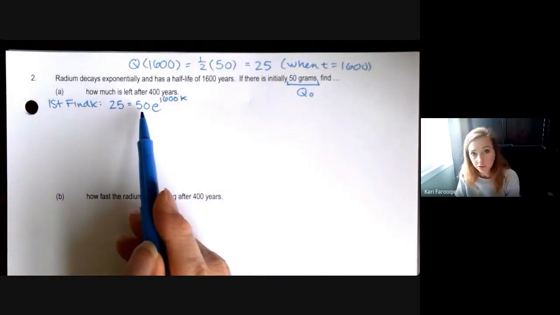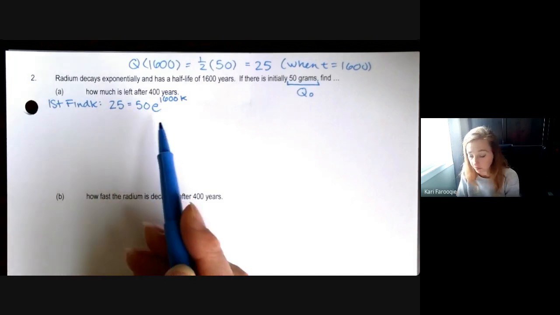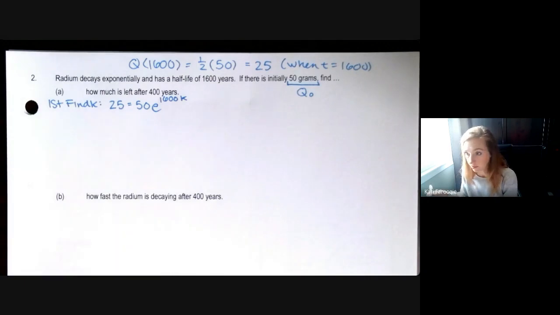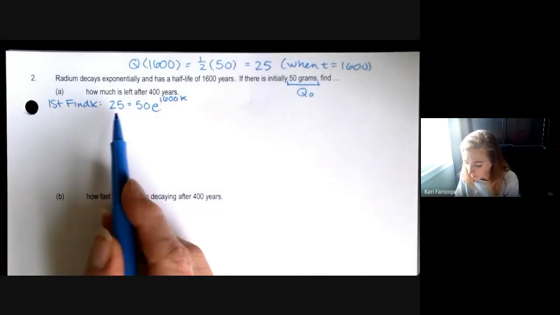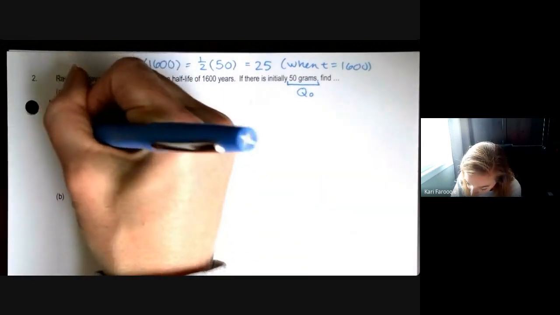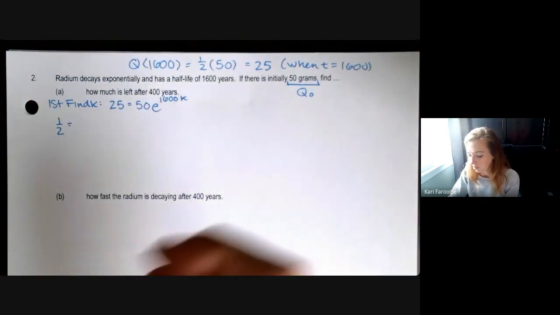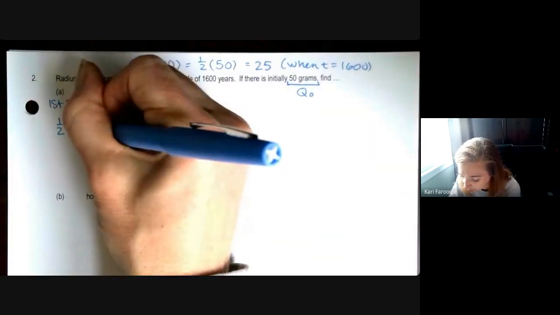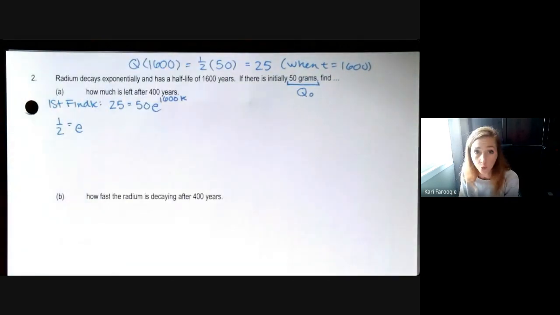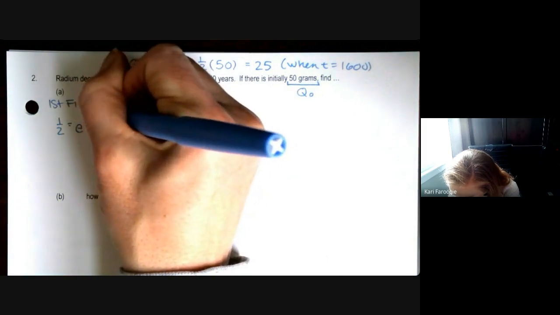So our initial amount, final amount after 1600, all that's in this equation right now, or this function. Go ahead and divide both sides by 50. Now, 25 divided by 50 is a half. Well, that's going to work out nicely for you in all of these half-life problems. So even though, yes, technically we put it together like this, you can always say for half-life that 1/2 is e to whatever the half-life is in years. Okay. So 1/2 is e to the 1600k.